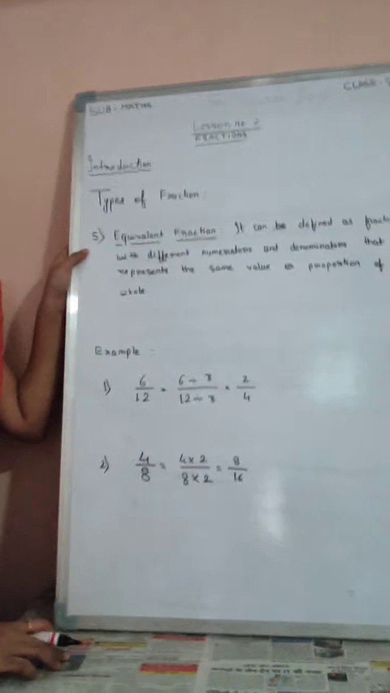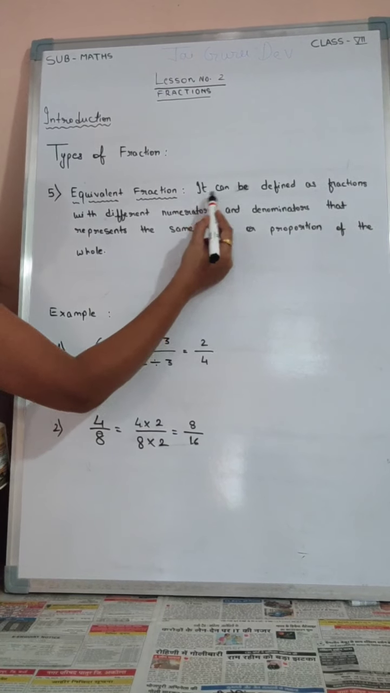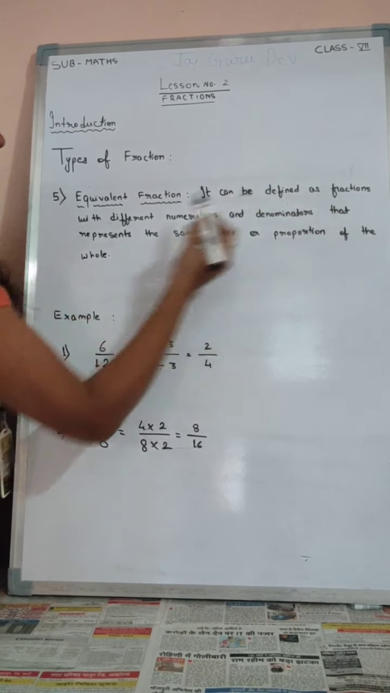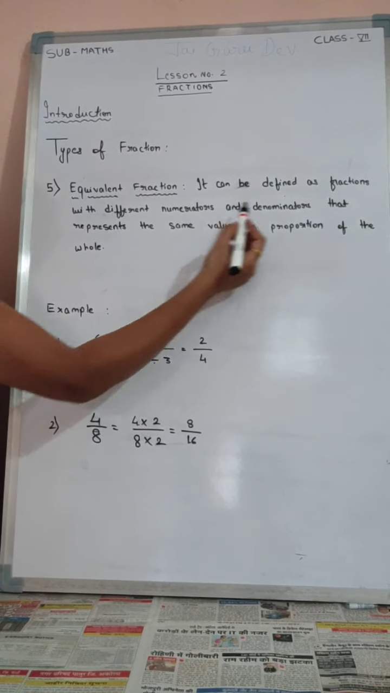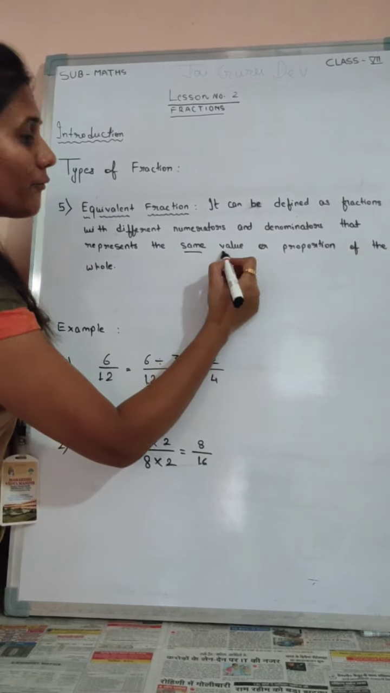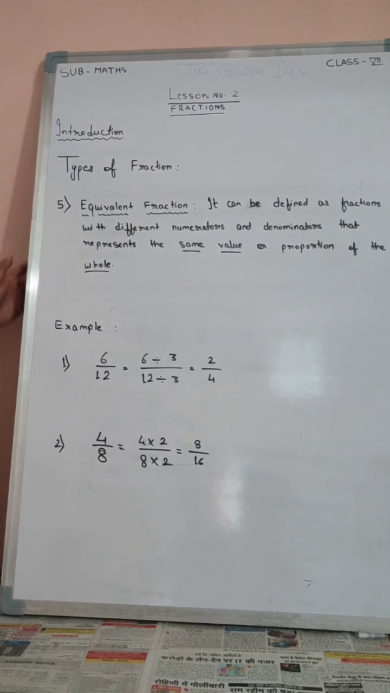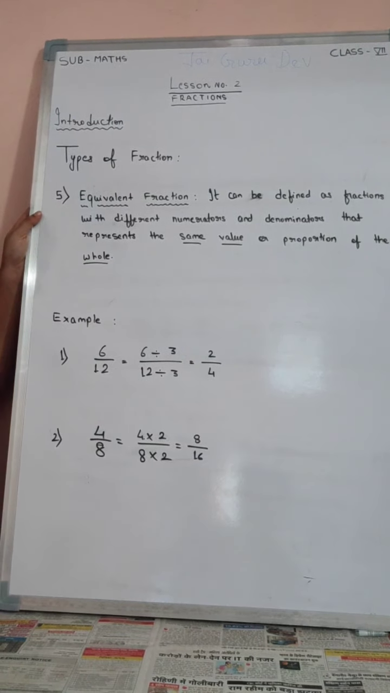Now the next fraction is the equivalent fraction. An equivalent fraction can be defined as fractions with a different numerator and denominator that represent the same value or the same proportion of the whole. So here it is given. Example, what is an equivalent fraction?